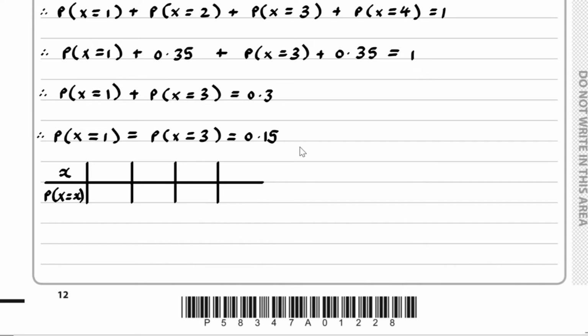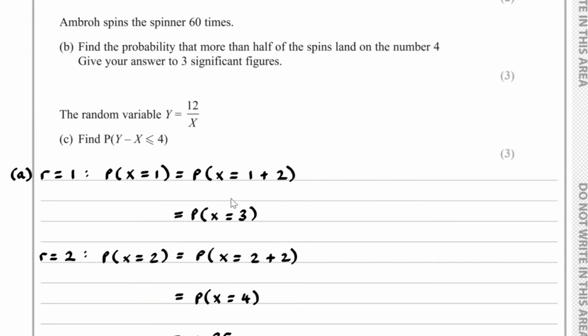So for our probability distribution, we've got x, and the probability that X is equal to x, we've got 1, 2, 3, and 4. And then the probabilities, we've got 0.15, 0.35, 0.15, and 0.35.